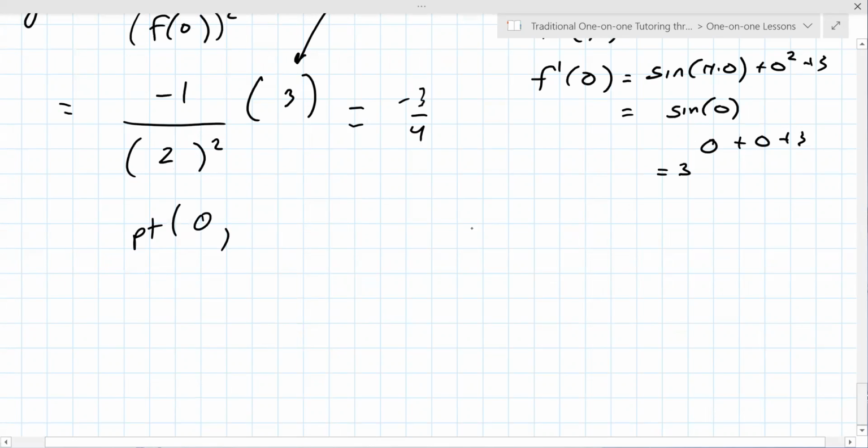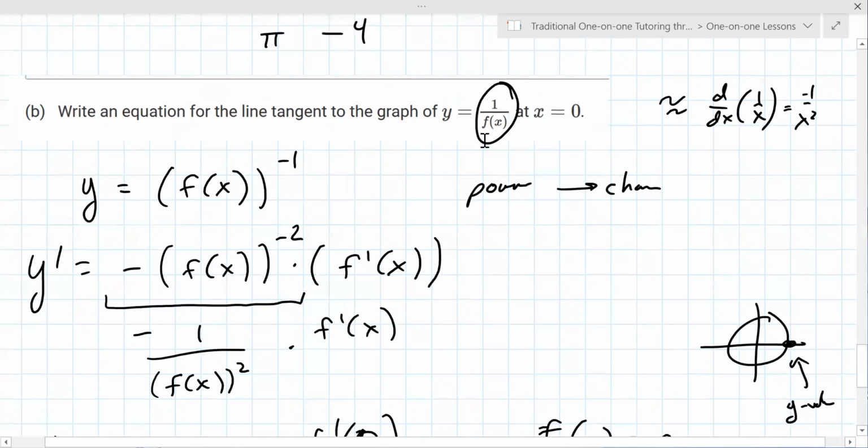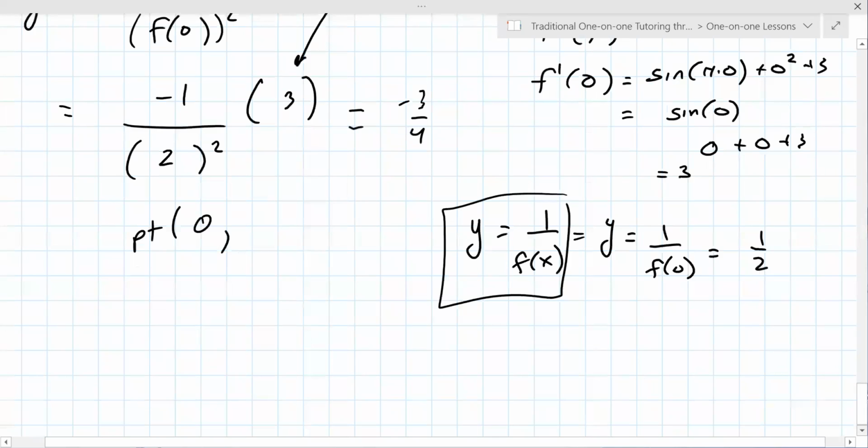If you go back, it's y equals 1 over f of x, so it's 1 over f of 0. F of 0 was given, and they ask you to evaluate at x equals 0. Yes, this is what they're giving you, so that's your y value. Let me scroll up here. It's all there, it's just very subtle.